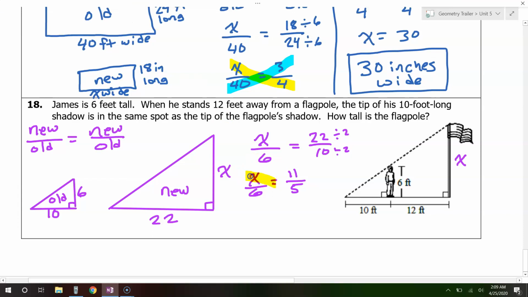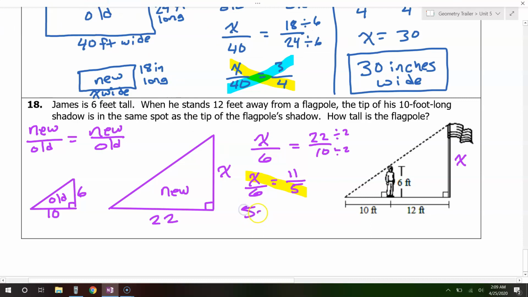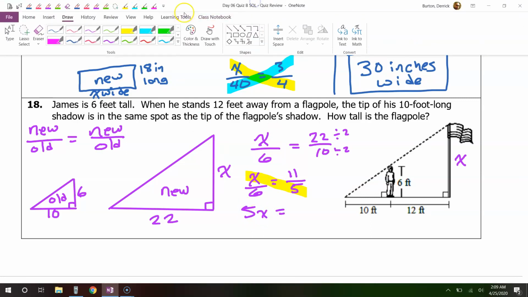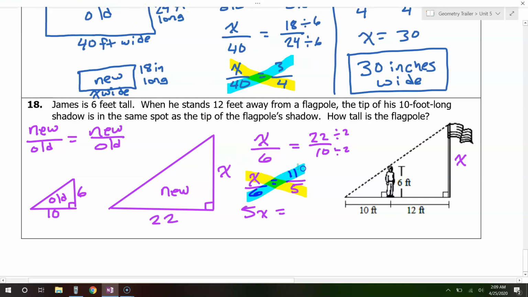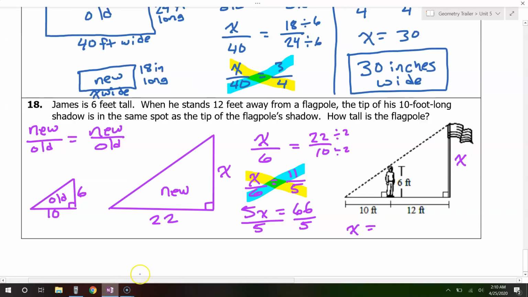And then I cross multiply. So I'm going to get 5x is equal to, and of course 6 times 11 is 66. And finally, we need to divide both sides by 5, and that's 13.2. For word problems, always make sure to include the units.